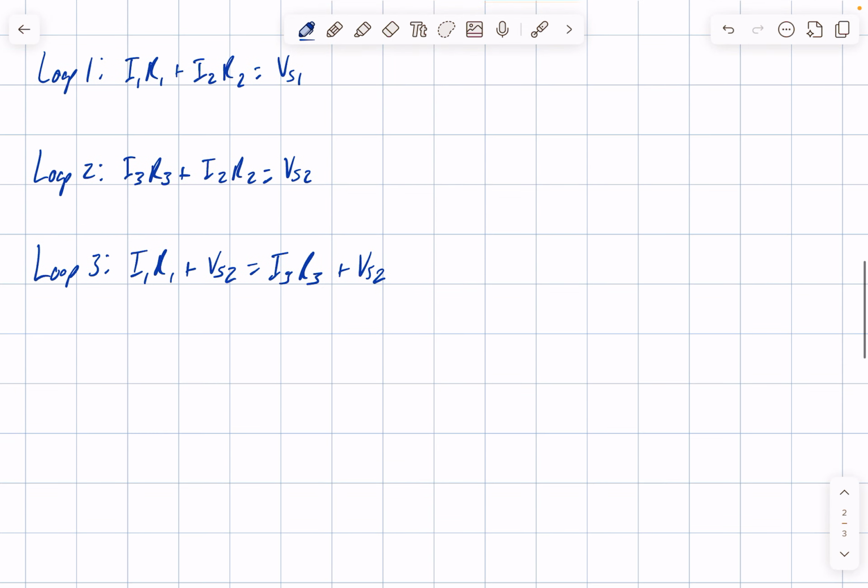So now let's go ahead and find current 2. So this is V2 over R2, where we have 2.622 volts over 12 ohms. And using your calculator, you get a value of 0.2185 amps.